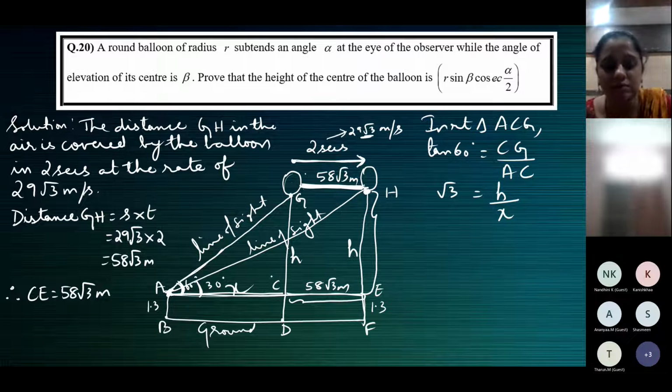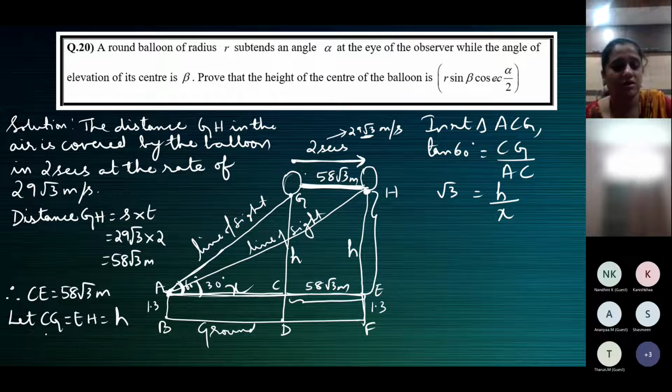This balloon is H. CG alone is H. The total height is H plus 1.3. Okay, let me make it clear here. Let CG be equal to EH be equal to H, and let AC be equal to X. Not the total thing, only that GC is H. So when I want, I'll go back to the figure and mark this.